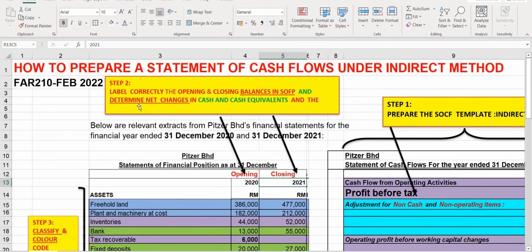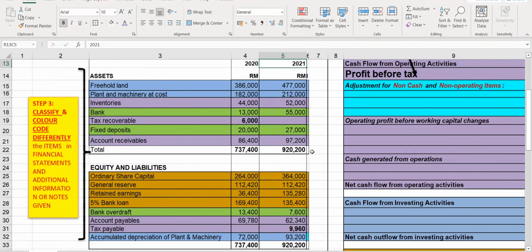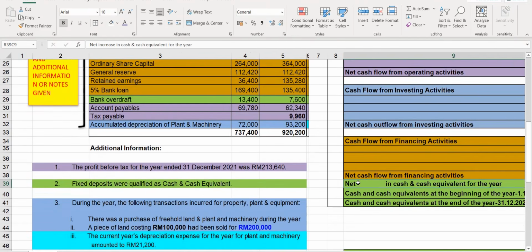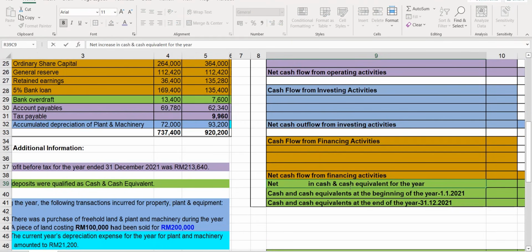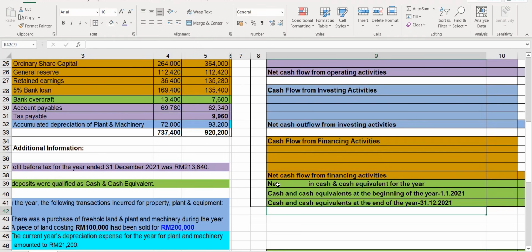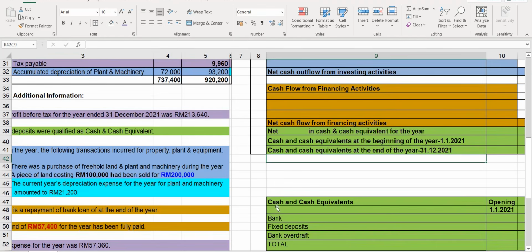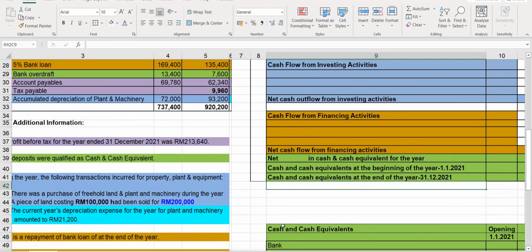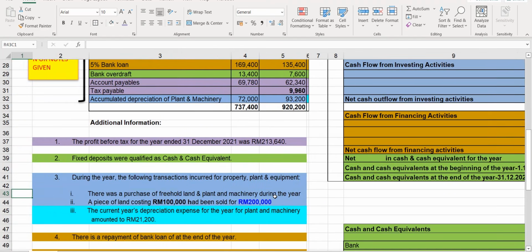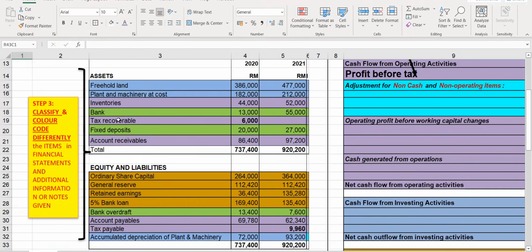The next one, under step 2, is to determine the net changes in cash and cash equivalents. Cash and cash equivalents is actually the answer to the cash flow statement, where you are trying to find out these three items first, the last three rows here. How do you find this out? You are going to prepare the cash and cash equivalent schedule. If you want detail on what cash and cash equivalent is, you can refer to my other lecture. I will put down the link for you to have a go. So let's look at what you have here.